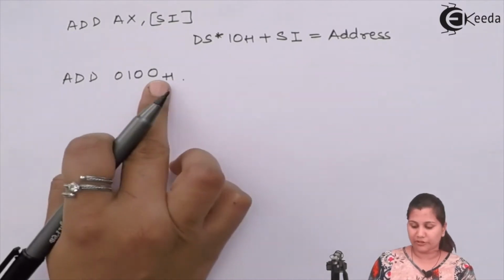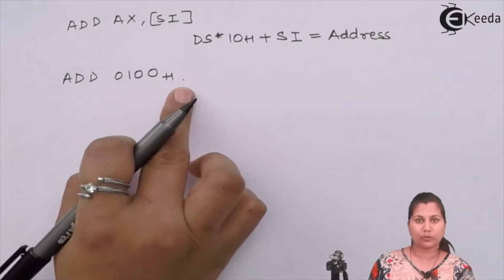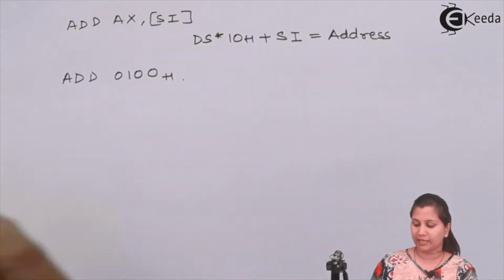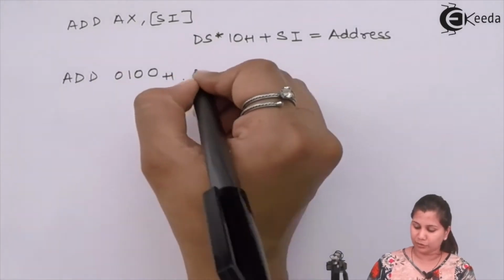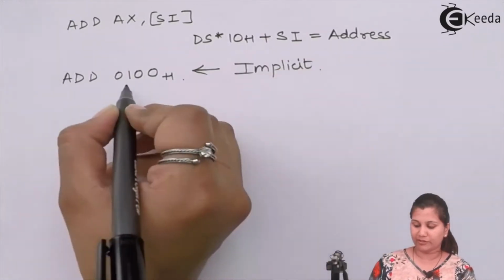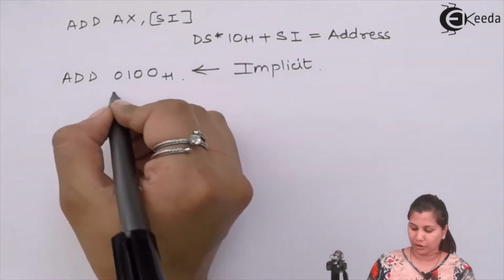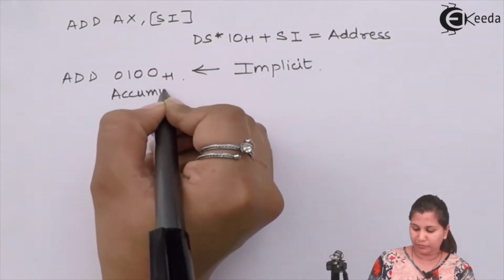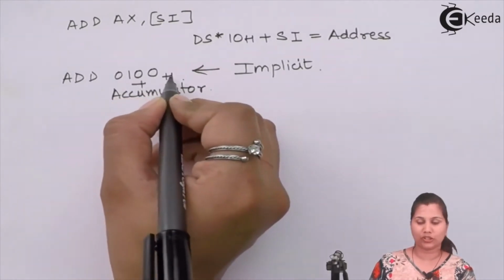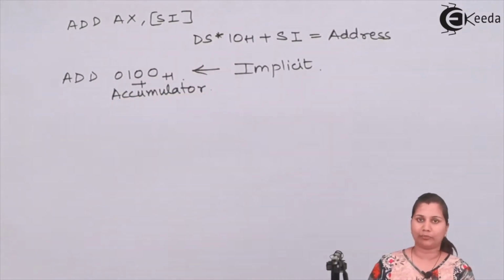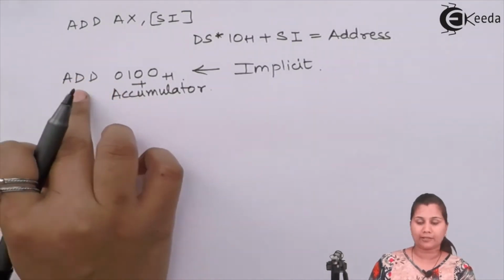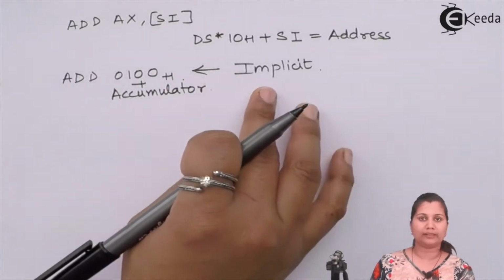Suppose this type of instruction is written: ADD 0100H. Here the operand is specified in the instruction itself. The operand is implicit here, so this is a type of implicit addressing. Here by default we use the destination register as the accumulator. So one of the operands will be the accumulator. Its contents are added with this data 0100, and the result will be stored in the accumulator itself. When we are not specifying the operand in the instruction, that type of addressing mode is called the implicit addressing mode.